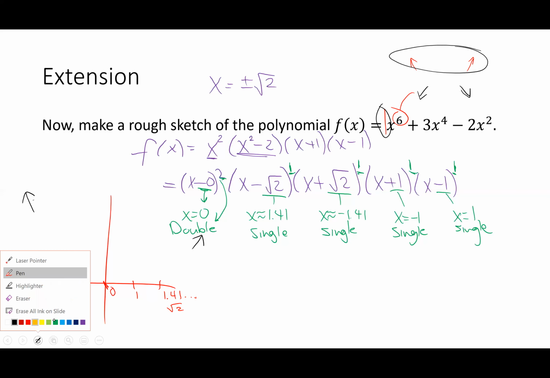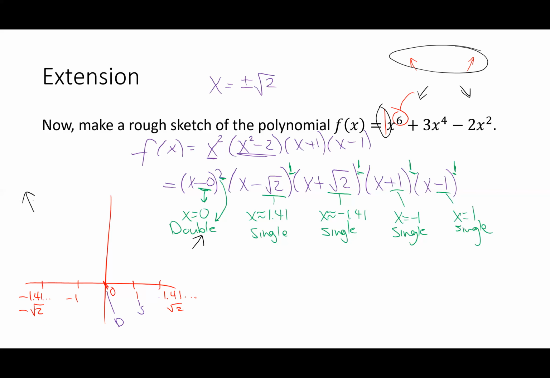And now, this 0 is going to be a double root, and the rest of these are going to be single. So now, start up top here, we're going to crash through, push, and then we have to come back up and crash here, push. Now when we get to 0, that's a double root, so we're going to need to bounce. And then we're going to smash through 1, push, and then we're going to smash through 1.41, push, and then there you go.